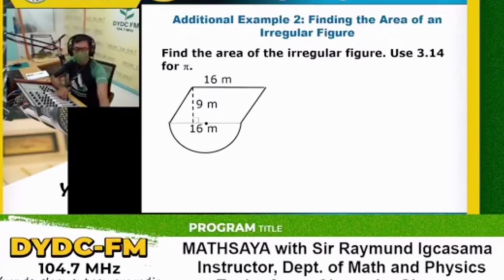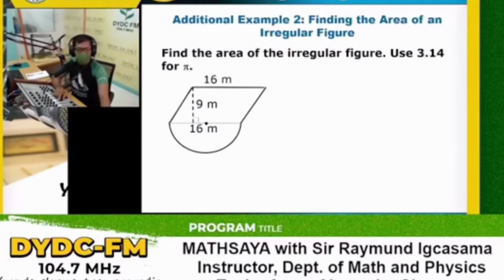Alright, so find the area of the irregular figure, using the value for pi. But there are some references that use 3.1416 for the value of pi, and sometimes they do not substitute the value and just keep pi, the symbol of pi, as it is. But in our case, since you are already given an instruction to use 3.14 as the value of pi, you just have to replace pi with 3.14.